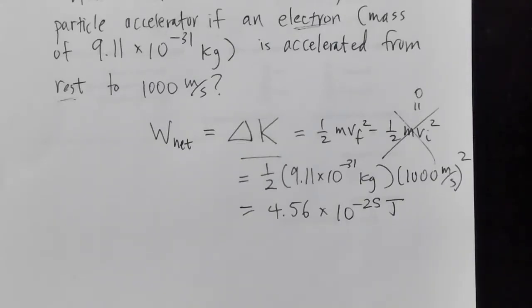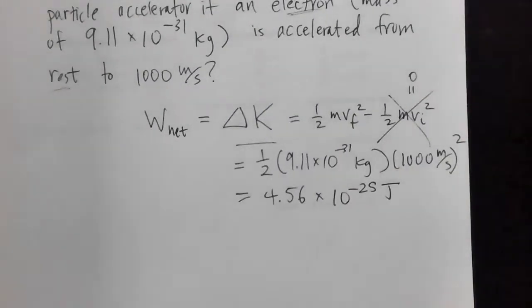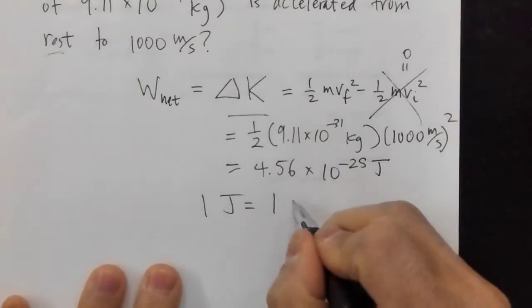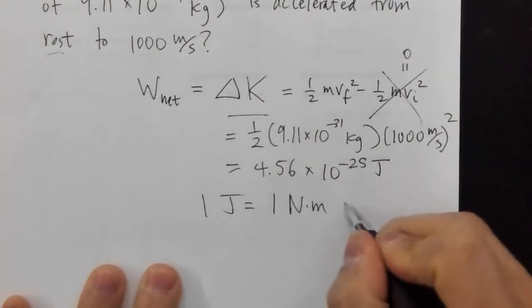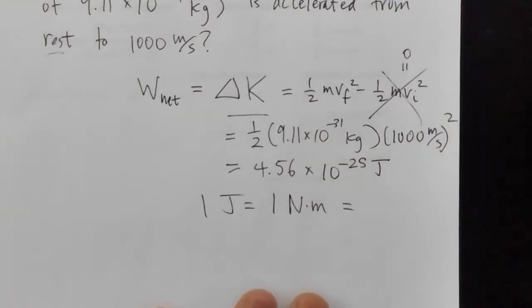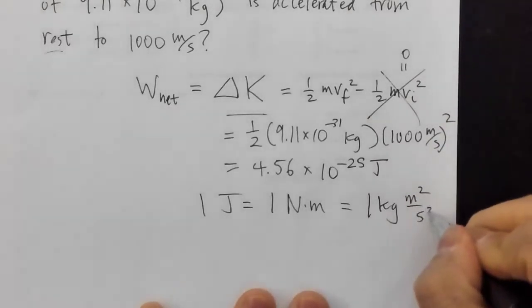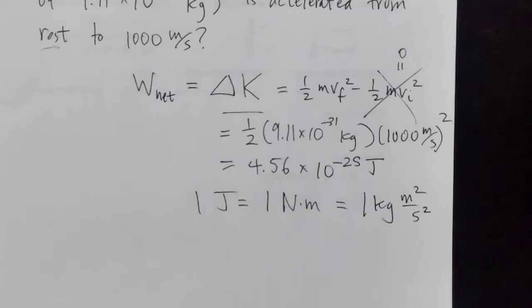That's right. Yeah, that's a good review too. So 1 joule, you can write it several different ways, either Newton times meters, or you can break apart newtons further, and it would be 1 kilogram meters squared per second squared.